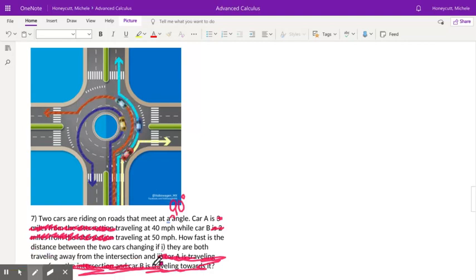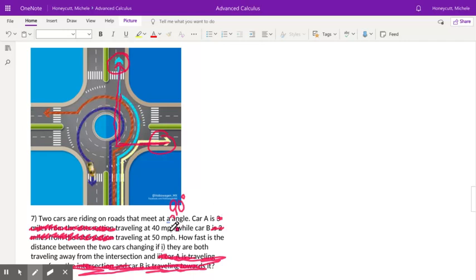So in this image, if you pay attention to this car and the blue car, those are the ones you want to pay attention to, because we've got two cars that are traveling in opposite directions at a 90-degree angle. So if I connect these two lines, we get another 90-degree angle, and they're traveling in opposite directions. So we have two cars riding on roads that meet at a 90-degree angle.